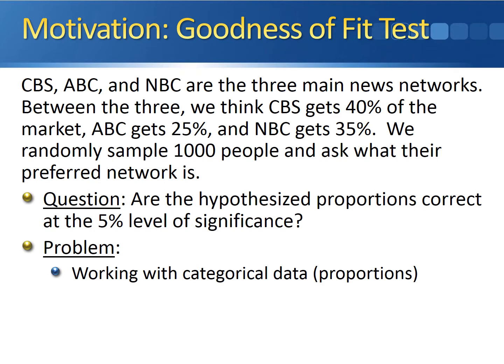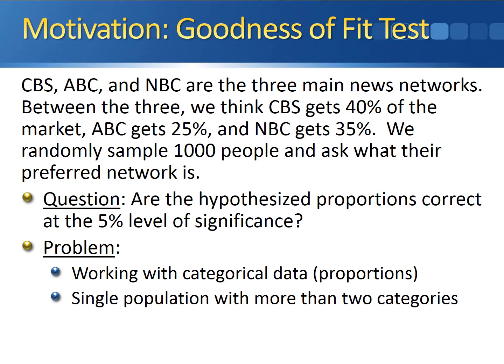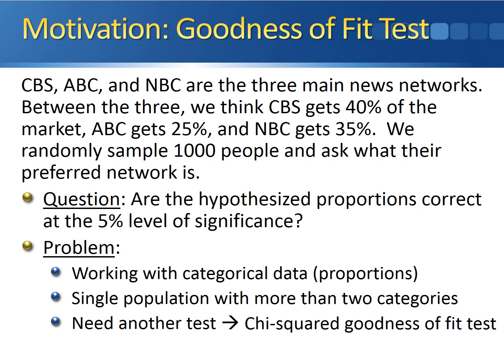The problem that we run into here, though, is that we're working with categorical data. We're working with proportions. But this is a single population that has more than two categories. Neither of the tests that we've covered so far that work with categorical data can handle more than two categories. As a result, we need another type of test, which is going to be the chi-squared goodness of fit test.